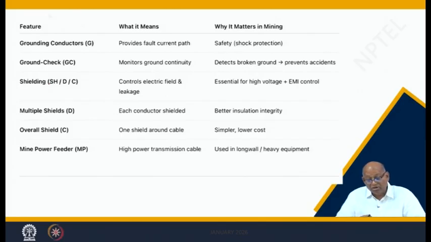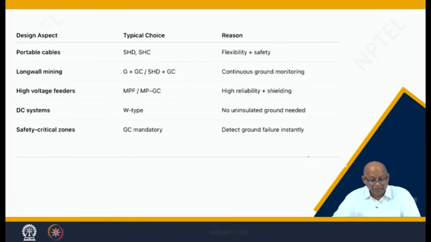Multiples: D means each conductor is shielded, better insulation. C means one shield around the cable, simpler, lower cost. And mining power feeder, MPF, means high power transmission cable used for longwall and heavy equipment. Or longwall, as I said earlier, they are used for proper foundation in the surface. So, these are some of the design aspects.